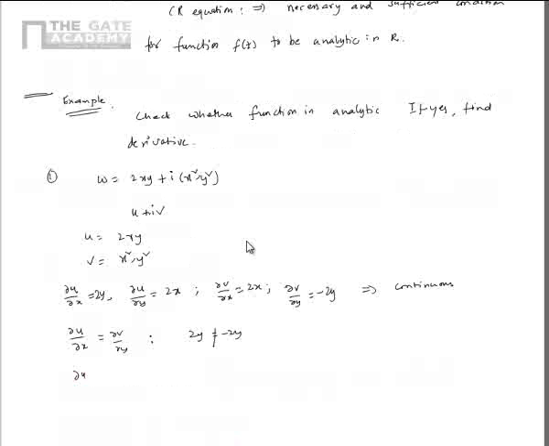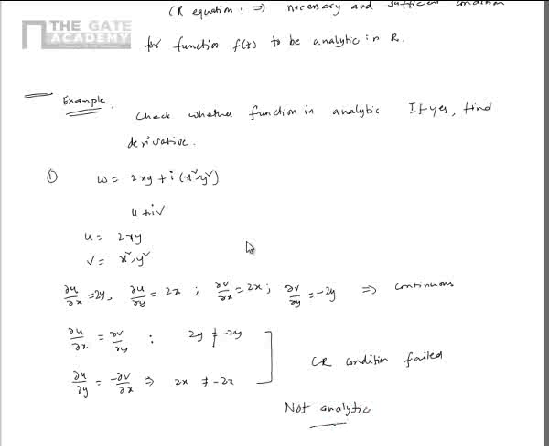Anyhow, it's not satisfying, but if you want to look at the other condition, dou u by dou y is 2x and dou v by dou x is 2x with a minus sign, so 2x equal to minus 2x, which is not possible. So the CR conditions failed, and the necessary and sufficient condition for the function f of z, or basically w, to be analytic has failed. So this function is not analytic.